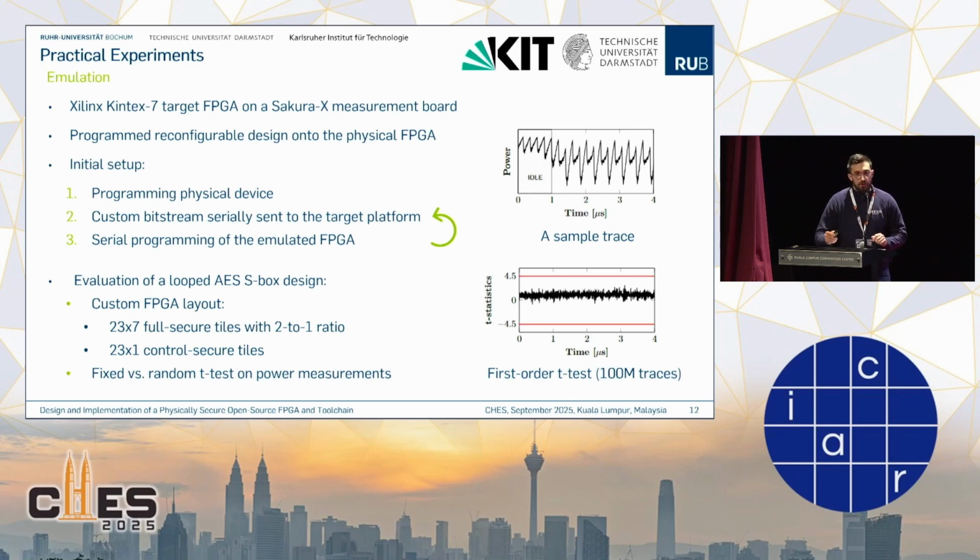So on the right side, we can see at the top the raw power trace, where the circuit is in idle state in the beginning, and then the looped S-box is executed. And at the bottom, we can see the fixed versus random t-test result after 100 million traces, which does not indicate any signs of leakage.